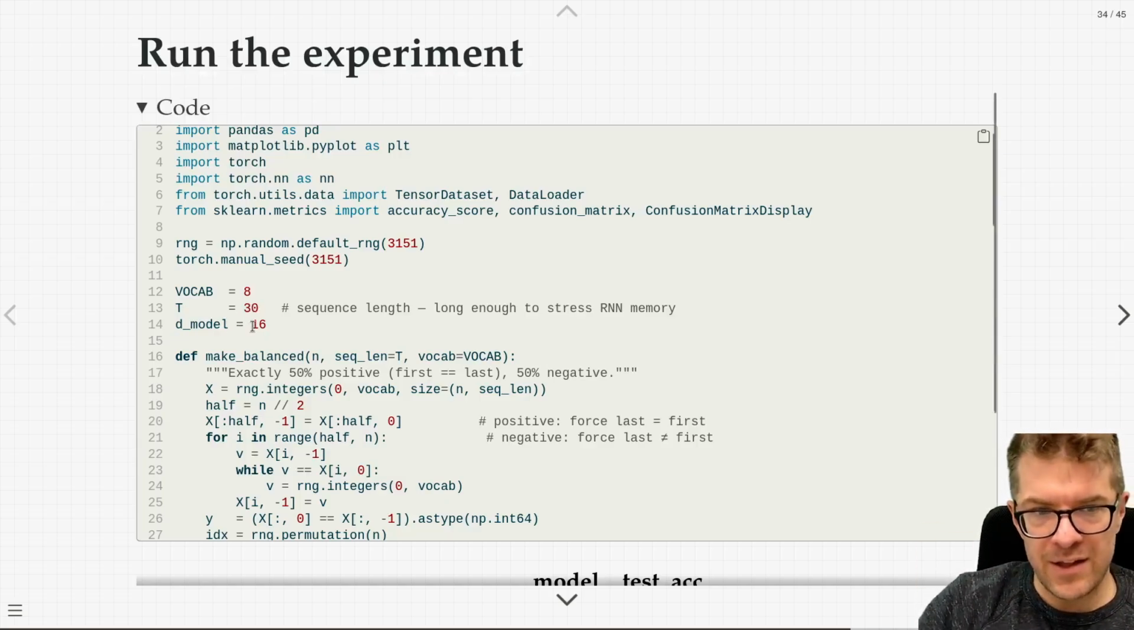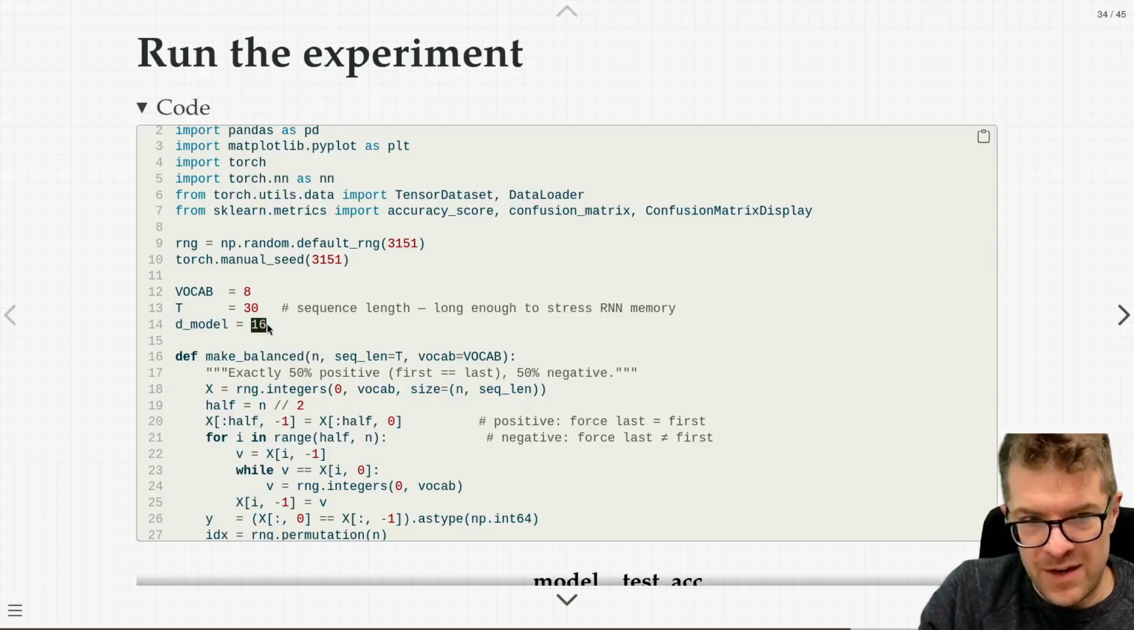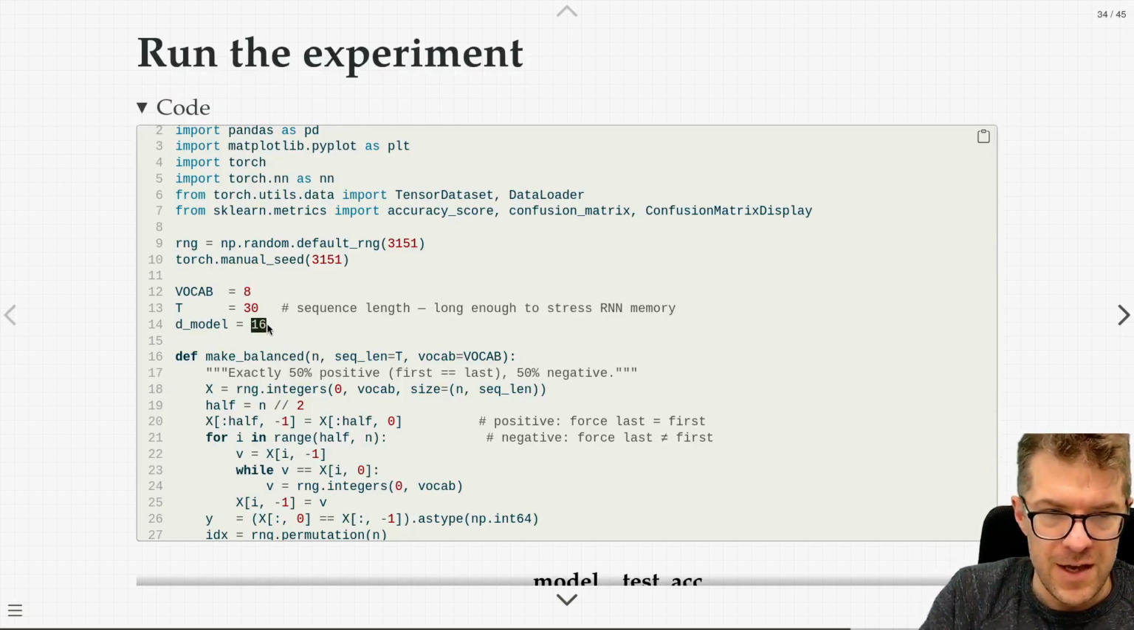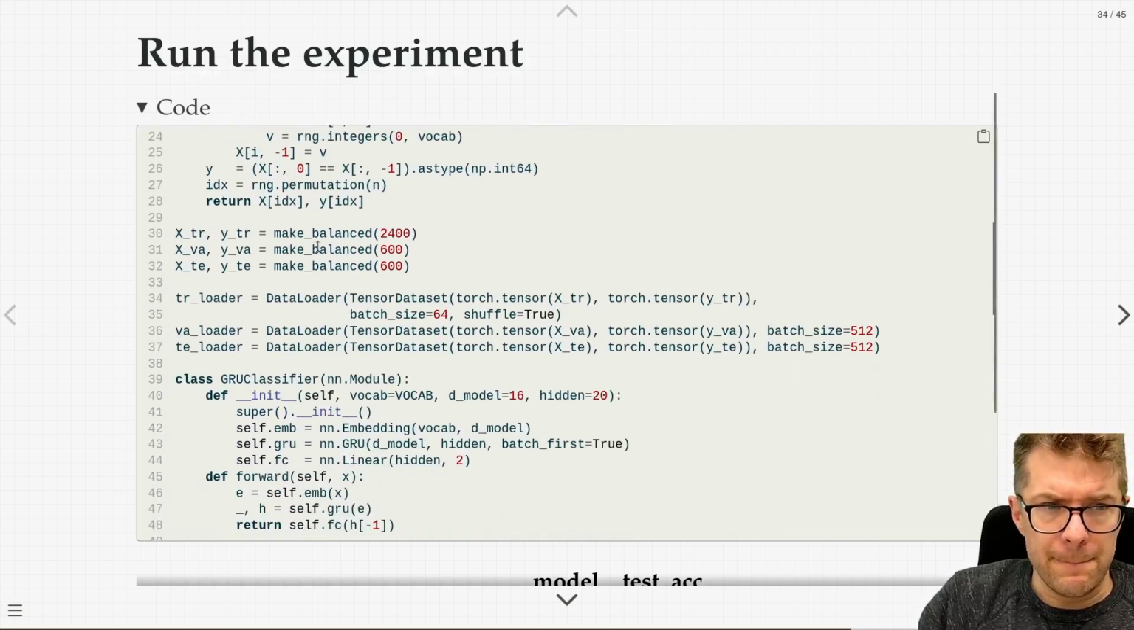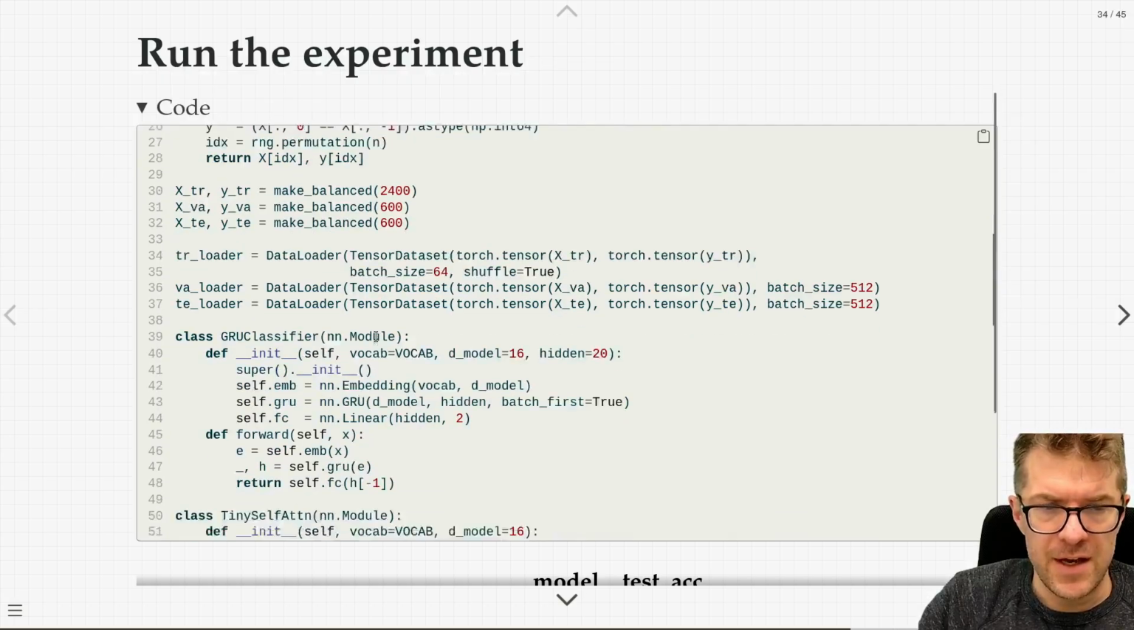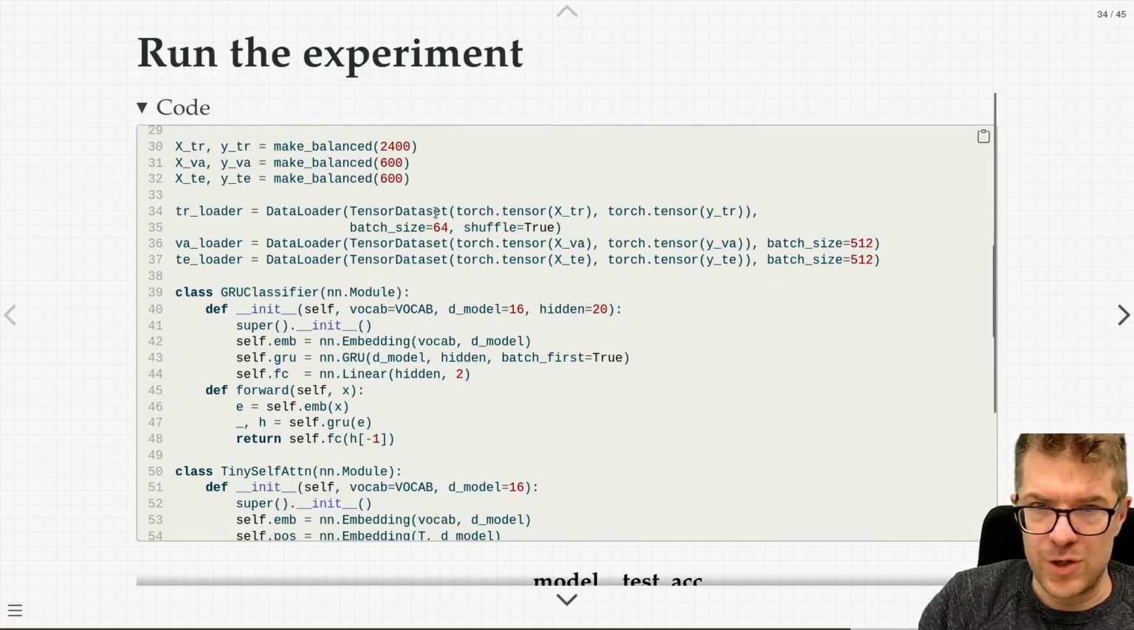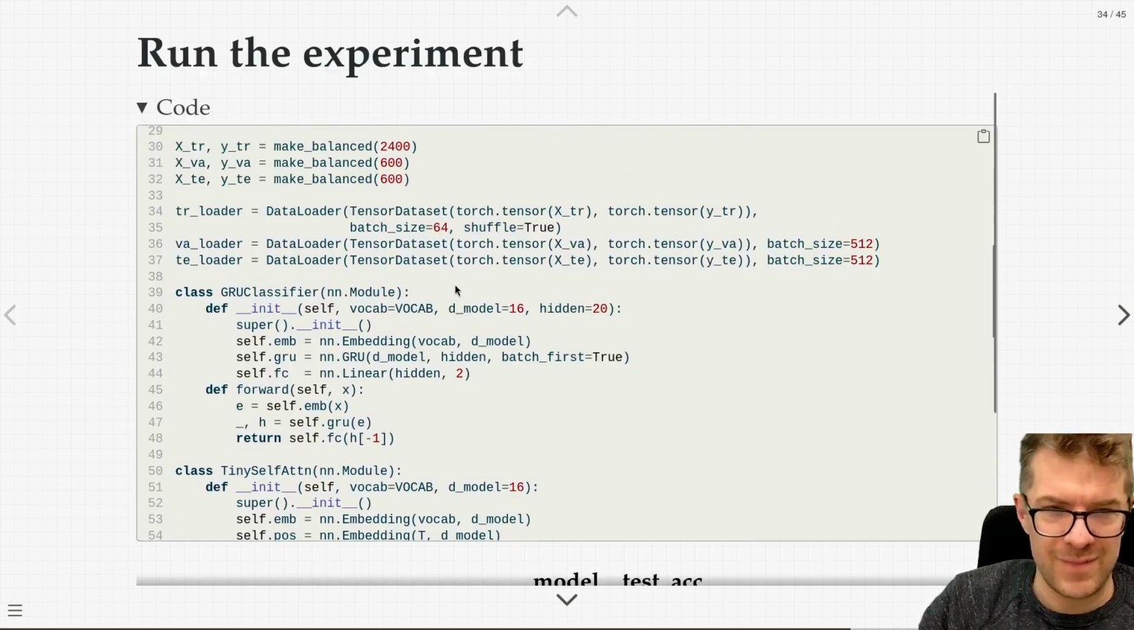The dimensionality, how well we represent ourselves with these vectors, is the size of the hidden states. That's 16 in this case. You can change this if you want to. I make my balanced datasets of different sizes. I push them at some point to the device, I hope. I can't remember. Anyway, it doesn't matter right now.